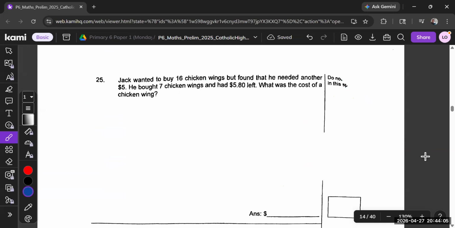This is an excess and shortage problem. Do you see the word needed another $5 and then there's a left? So this is an excess and shortage problem. What do we do? Draw model. Excess and shortage model.